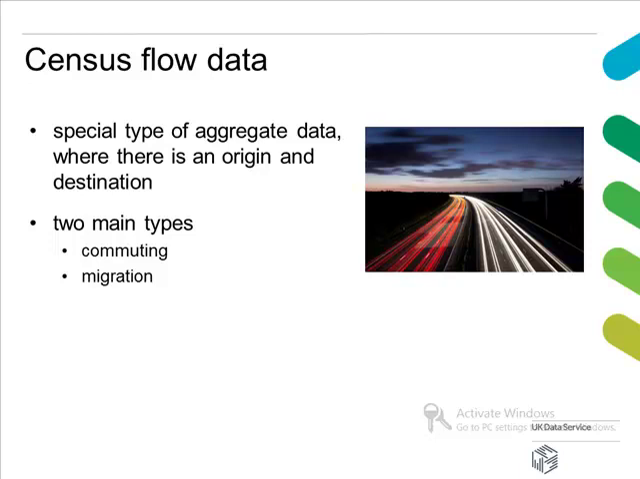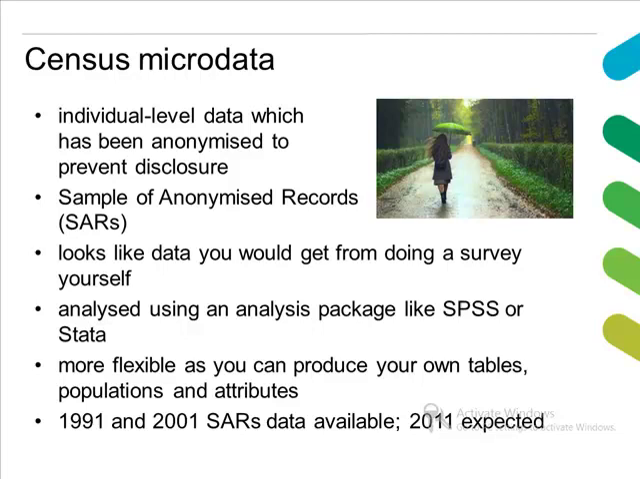We also have census microdata, and Sarah's talked a lot about microdata. For the census, it's individual-level data which has been anonymised to prevent disclosure. And that's a key thing. The census has lots of confidentiality. It's confidential for 100 years, but this data has been anonymised. It varies, I think it's 1 to 5% as the sample, and it's also known as the sample of anonymised records. Again, microdata, as Sarah was already saying, looks like the data you'd get yourself if you're doing your own survey. You can analyse it in SPSS or Stata.